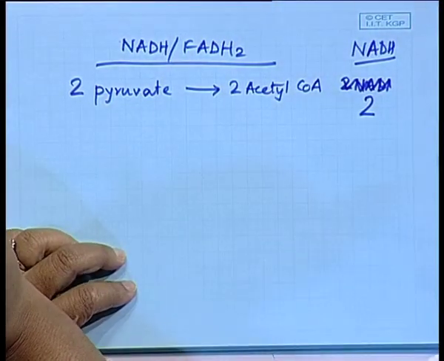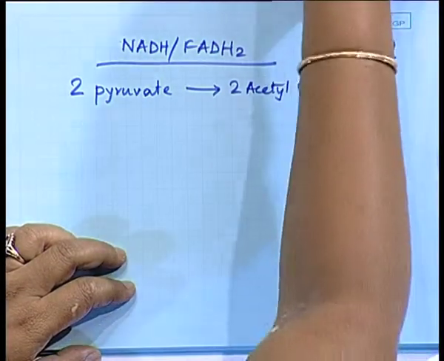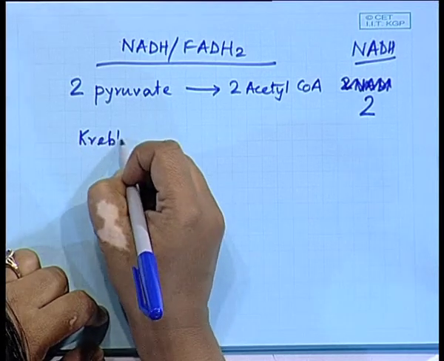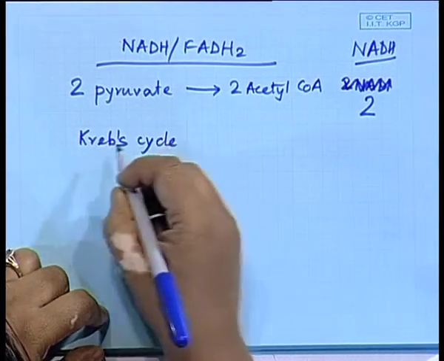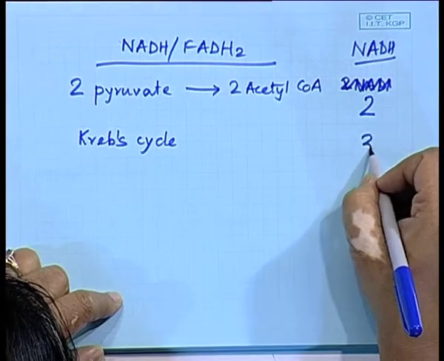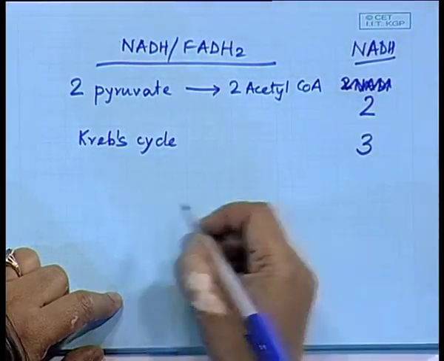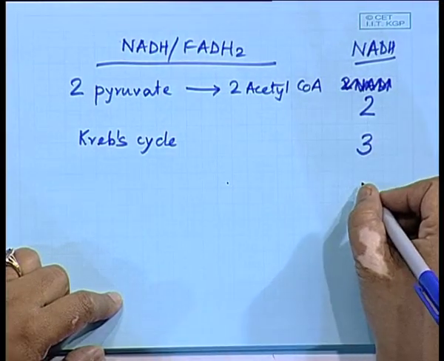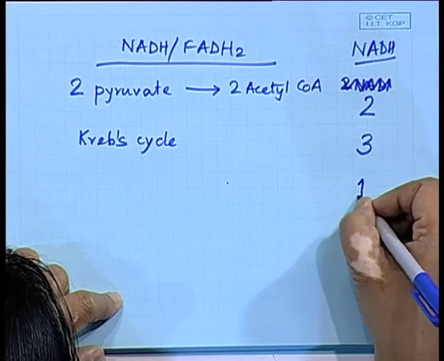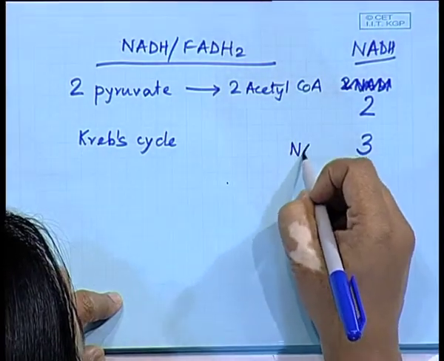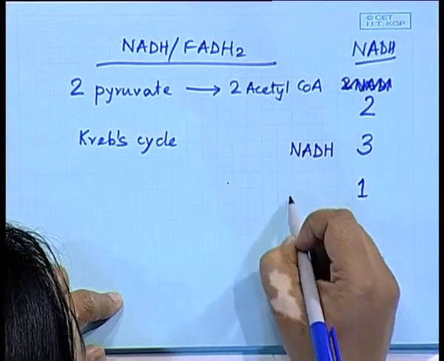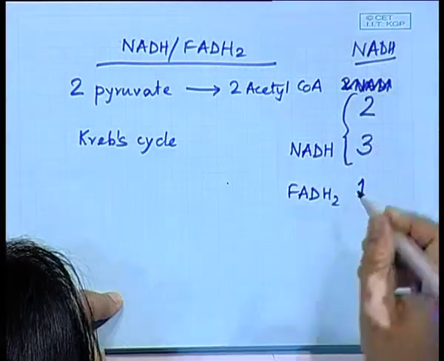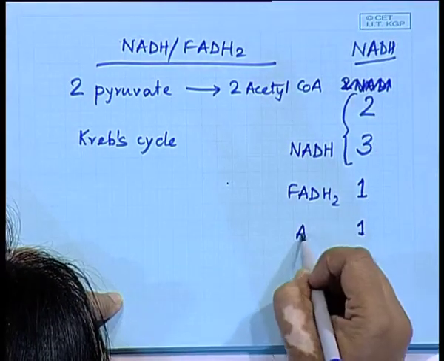Then in our other steps we consider how many NADH we finally get in the Krebs cycle. I am not writing the steps. The Krebs cycle or the TCA cycle gives us 3 NADH. Then FADH2 we have 1 FADH2. So this is for NADH, this is 1 FADH2 and 1 ATP.